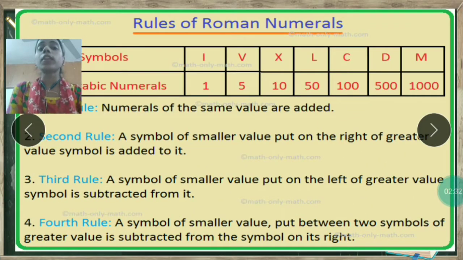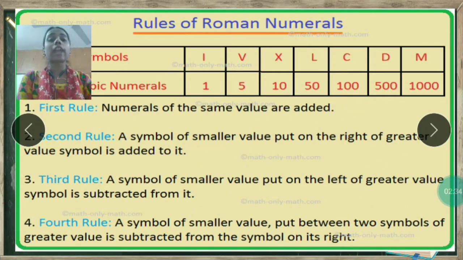Okay, then after that, students, we have learned the rules for writing the Roman numerals. There are certain rules which we have already discussed, so once again we are going to recall those rules. So what was the first rule? The first rule was that numerals of the same value are added.